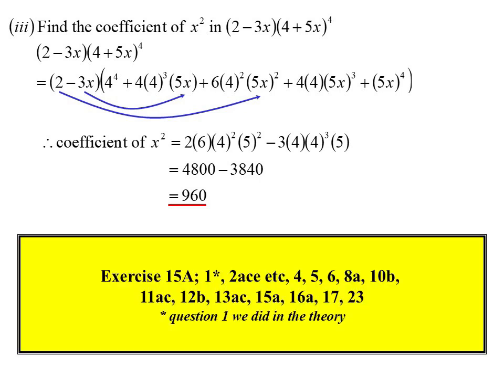So 960. Okay. So our first exercise there, I've gone 1 with an asterisk because I've said, well, look, actually we did that in the theory. So when you think about it, why did I bother listing 1? Anyway.